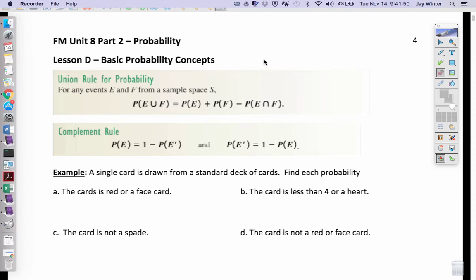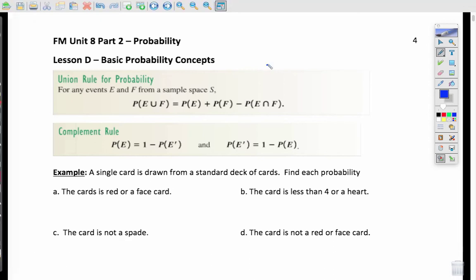Lesson 8D, and we're going to talk about some basic probability concepts and how to make calculating probability a little bit easier as we go on in this particular unit. So the union rule for probability is similar to the union rule for sets. If you are counting two events together that could happen, like it's either this or that, maybe some of those elements have both qualities. So at that point, you'd have to watch out for the double counting, like we've talked about before.